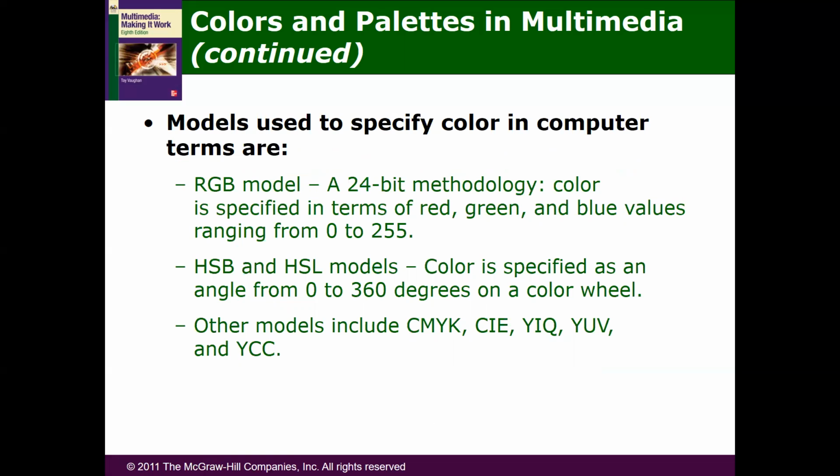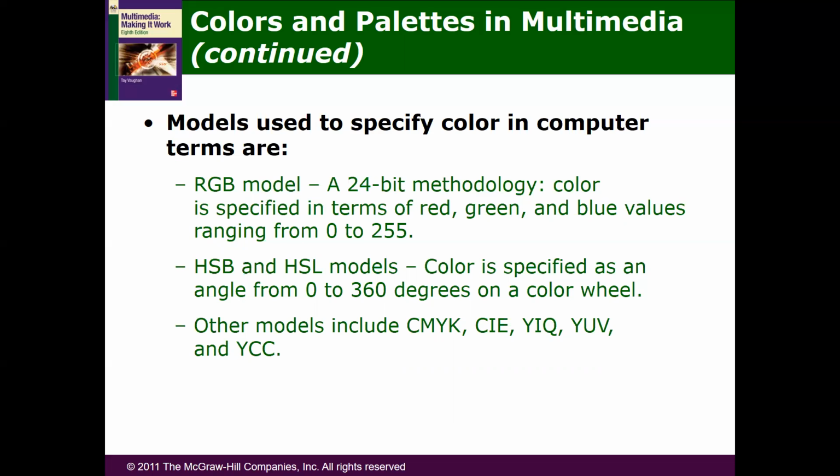Models used to specify color in computer terms. Now, in the RGB model, a 24-bit methodology, color is specified in terms of red, green, and blue values ranging from 0 to 255. In HSB and HSL models, color is specified as an angle from 0 to 360 degrees on a color wheel. Other models include CMYK, CIE, YIQ, YUV, and YCC.